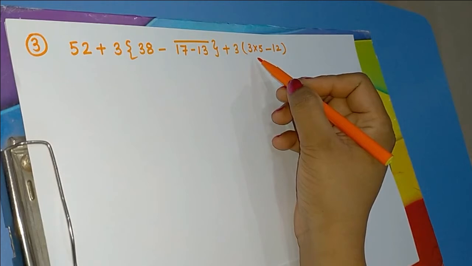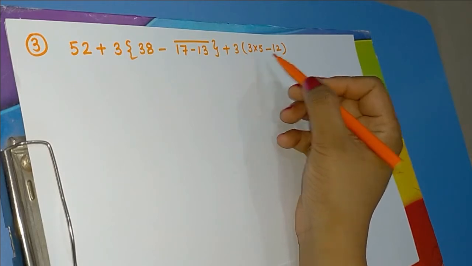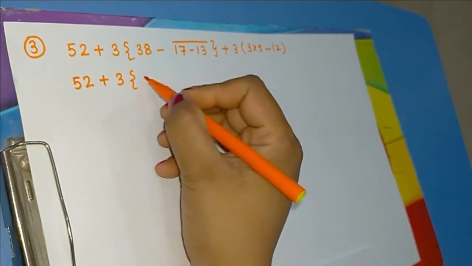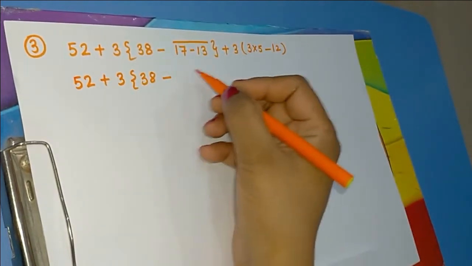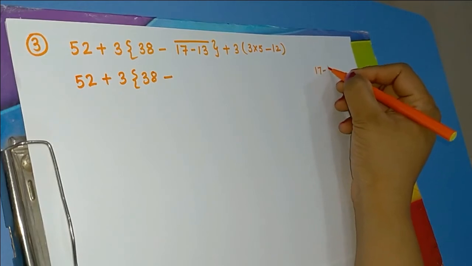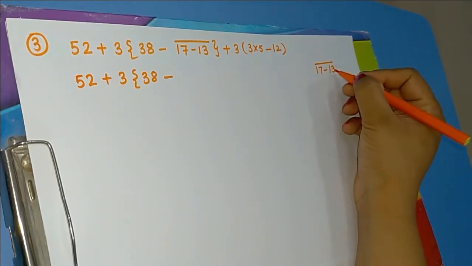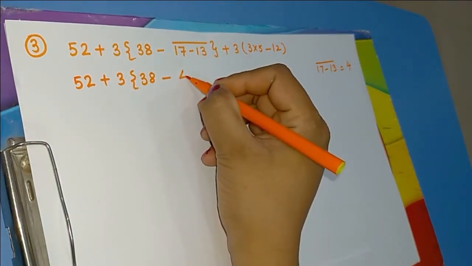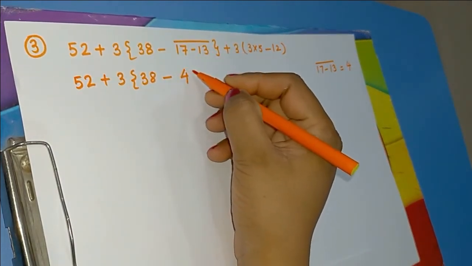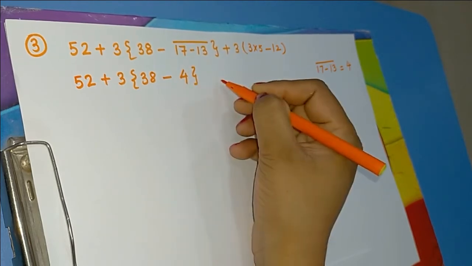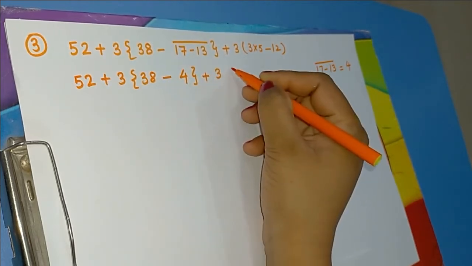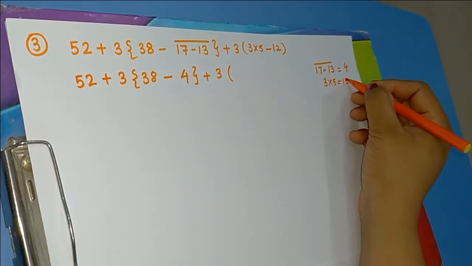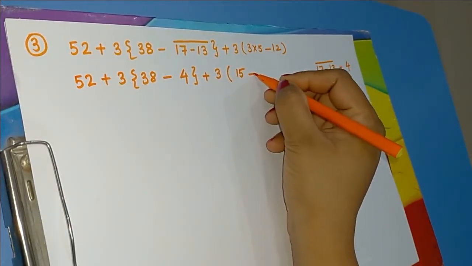At the same time we can solve 3 cross 5 also. So here 52 plus 3, curly bracket, 38 minus 17 minus 13. Bar of 17 minus 13 is 4. So here we can eliminate the bar as we got the single value. Curly bracket plus 3 cross 5, that is 15. So here it is 15 minus 12.